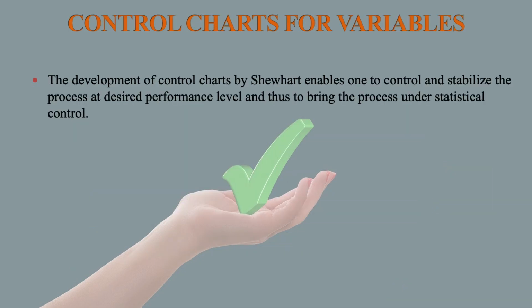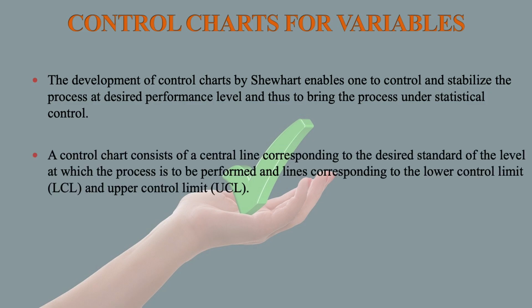The development of control charts by Shewhart enables one to control and stabilize the process at desired performance level and thus to bring the process under statistical control. The control chart consists of a central line corresponding to the desired standard of the level at which the process is to be performed and lines corresponding to the lower control limit and upper control limit.